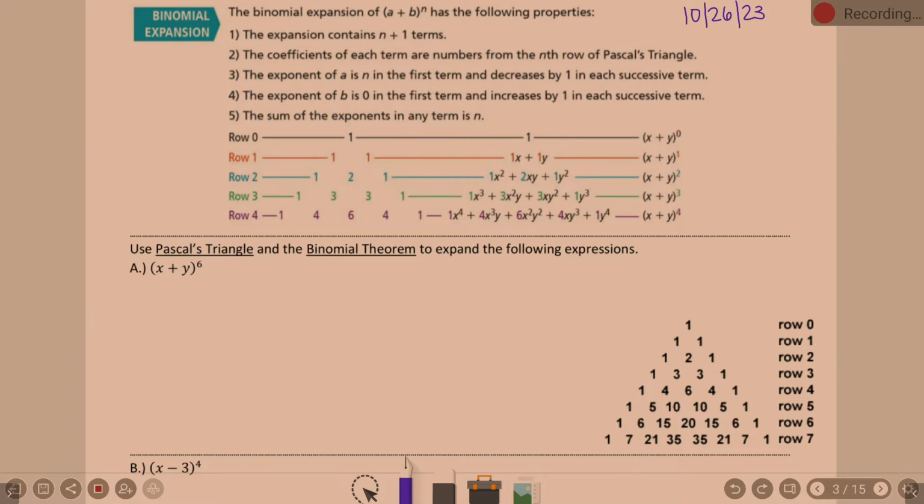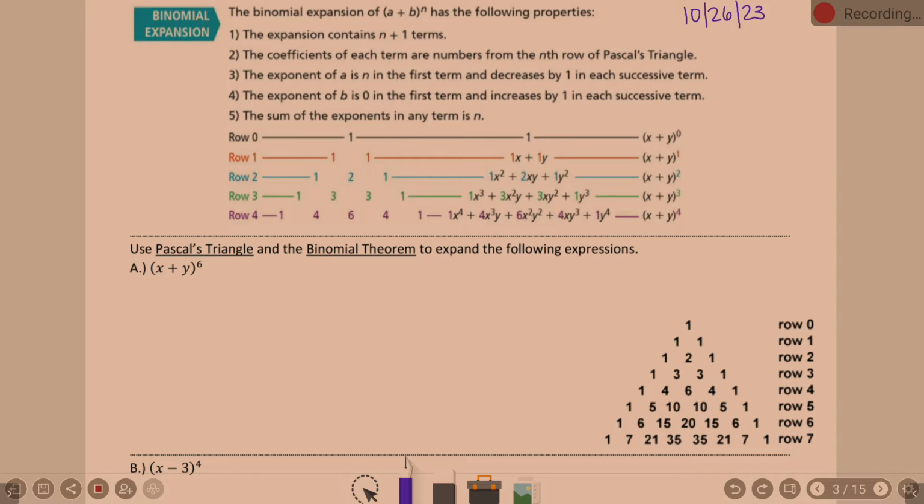The exponent of the first term, A, is going to start off as n and decrease by 1 in each successive term. The exponent of B is 0 and increases by 1 in each successive term. So we're going to be looking at our exponents. With the x, we're going to start high. So we're going to start at 6, work our way down to 0. With what's here in the second spot, so in our case y, we're going to do just the opposite. We're going to start low. We're going to start at 0 and work our way up to 6. And the sum of the exponents in any term is n.